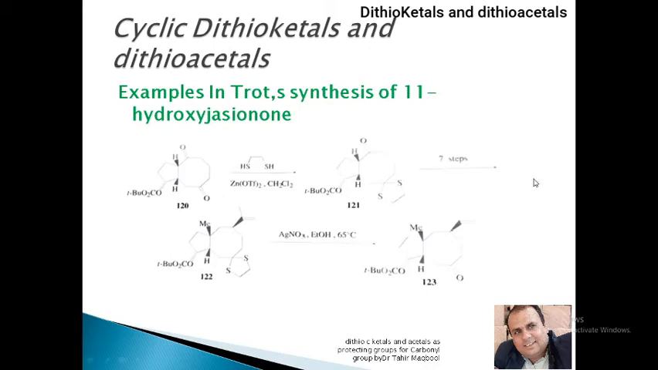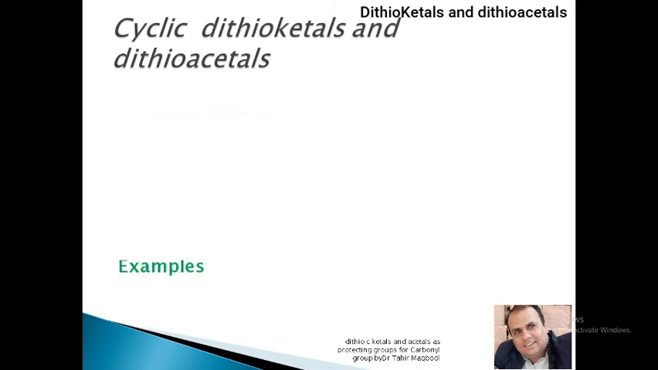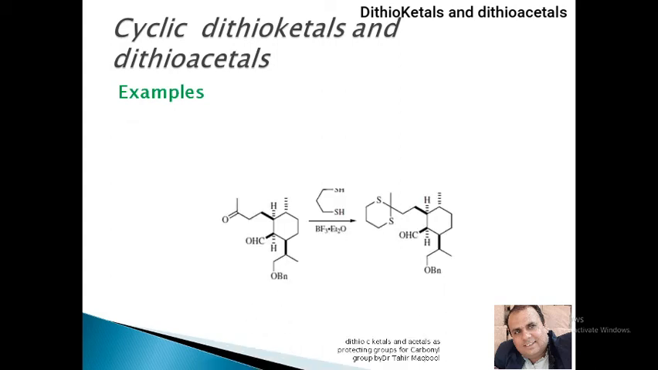7 steps were required to transform 121 to 122. This is the synthetic manipulation, and finally the treatment with silver nitrate in hot ethanol, that is 65 degrees Celsius, regenerated the ketone unit 123 which was protected in 120. So this is the example which has been taken from the synthesis of 11-hydroxyjasmone. There are some other examples which I have mentioned.